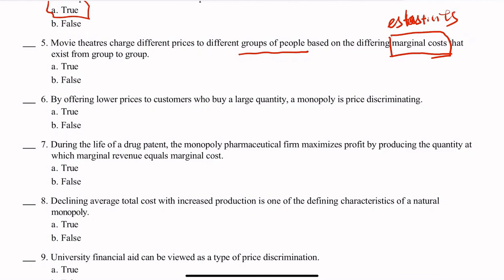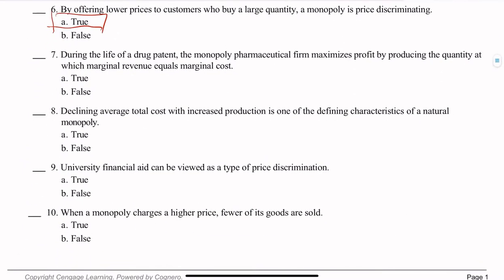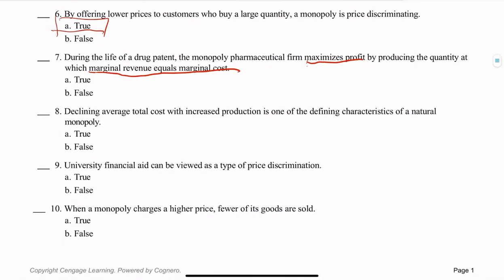By offering lower price to customers who buy a large quantity, a monopoly is price discriminating. Well, this is correct. This is the exact definition of second-degree price discrimination. During the life of a drug patent, the monopoly pharmaceutical firm maximizes its profit by producing the quantity at which marginal revenue equals marginal cost. Well, this is obvious, right? Because it is maximizing its profit, and we know that this only happens if marginal revenue equals marginal cost. So this is true.